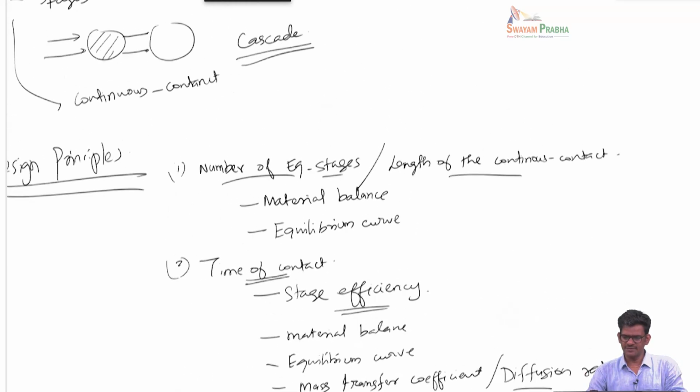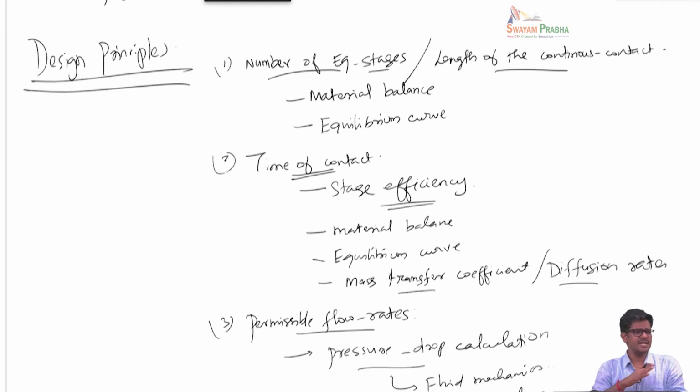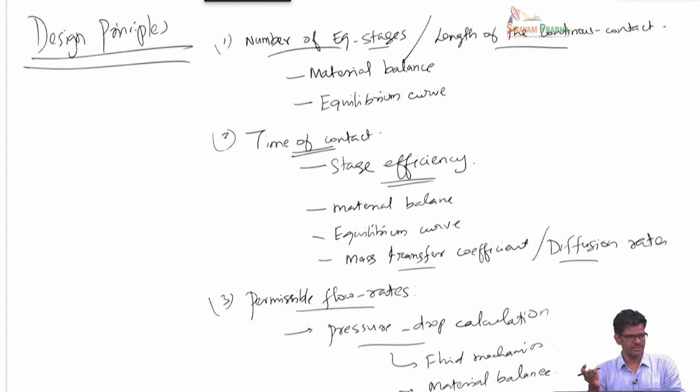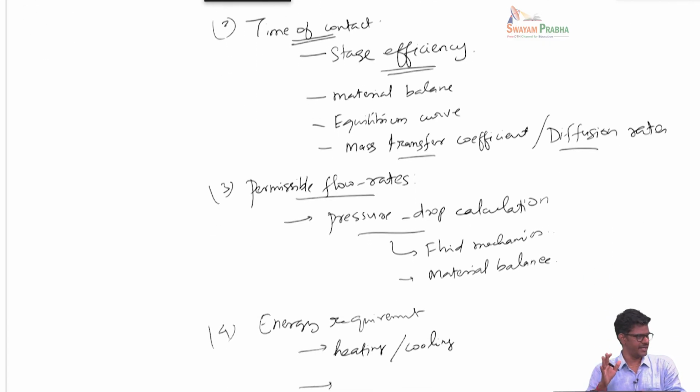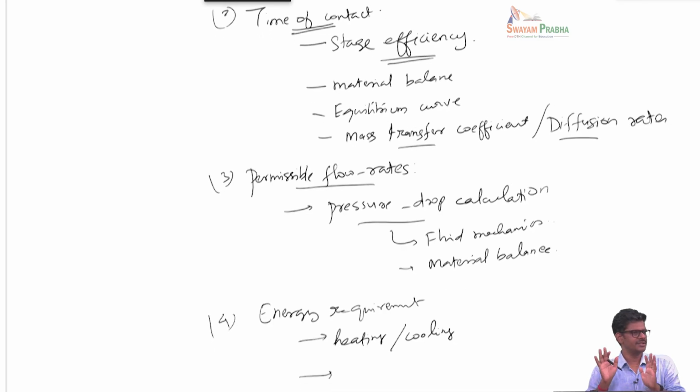So as far as the design principle is concerned, when we look at any particular mass transfer operation, we are going to ask these questions: what is the number of equilibrium stages we need to provide, or what is the time required, what is the stage efficiency we are going to operate, what is the permissible flow rate so that the pressure drop is in check, and what about the total energy budget, okay. So all these things have to be answered when you design a particular mass transfer operation, okay.